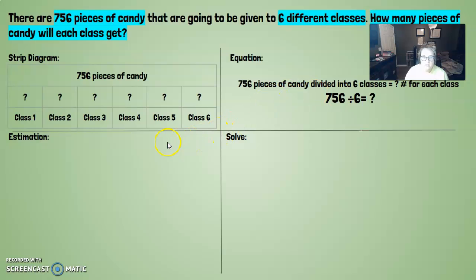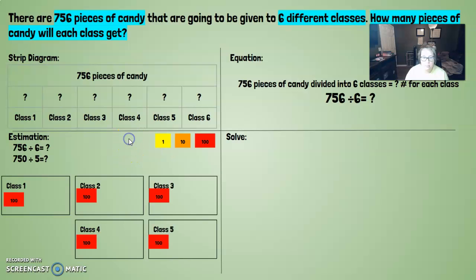So now we're going to do our estimation. So I want you to think about it. 756. What is that close to? And what's 6 close to that we could use easier numbers to make an estimation? I'm going to do 750, and I'm going to do it divided by 5 because that's a little bit easier for me. So I have my 5 classes, and just like I did in the last problem, I'm going to use my place value discs.